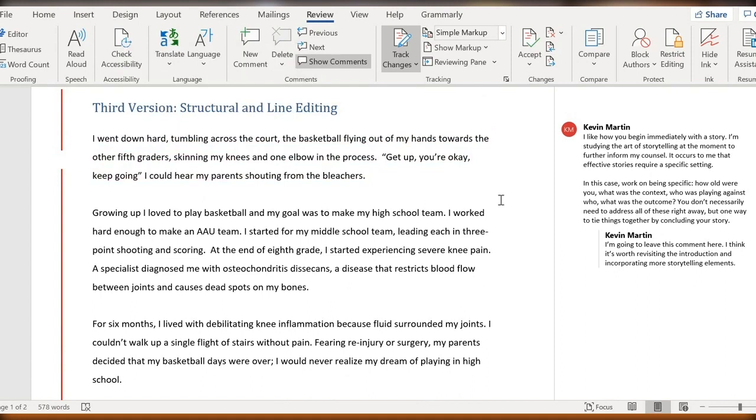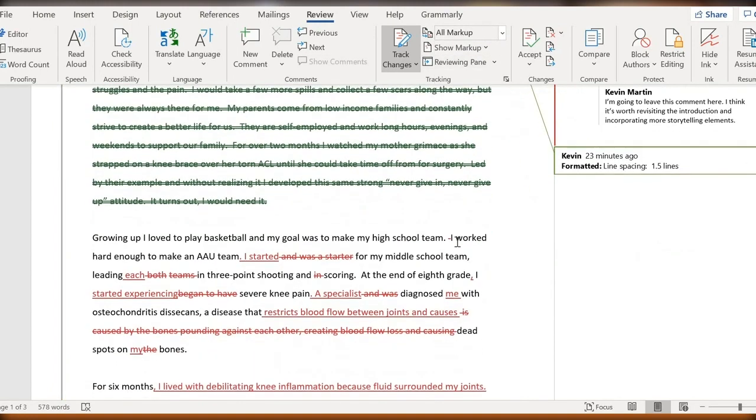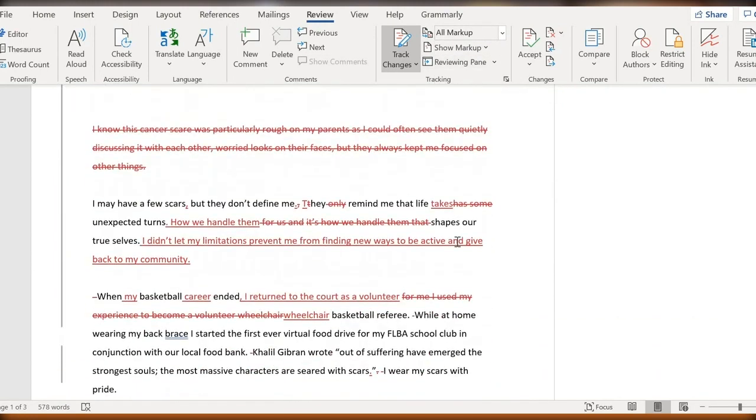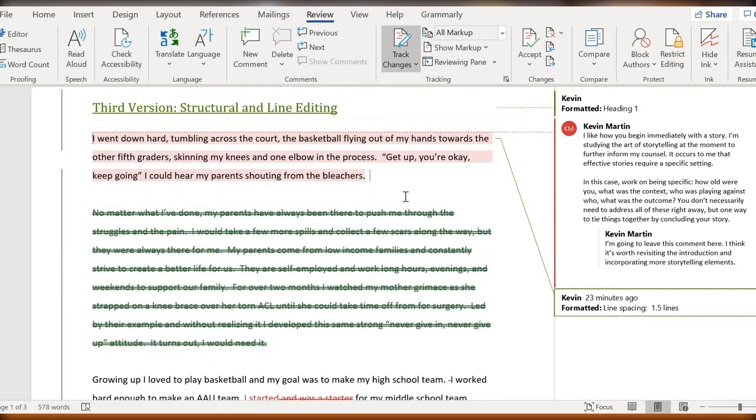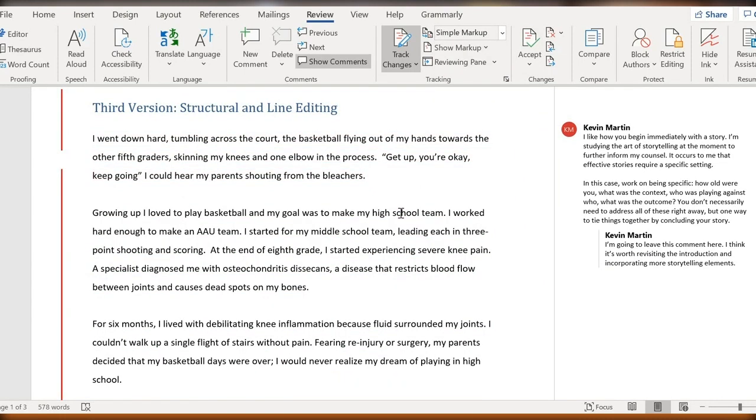So in this version here, I've done a variety of more structural edits, but also started the line editing process. I'll also use this configuration to show you some of the things that have changed. Most notably, for example, the paragraph about the parents ended up getting moved further down.